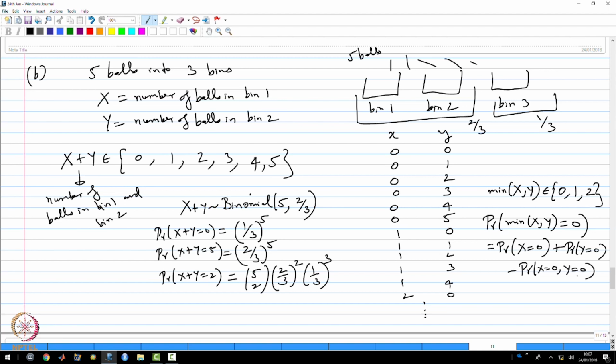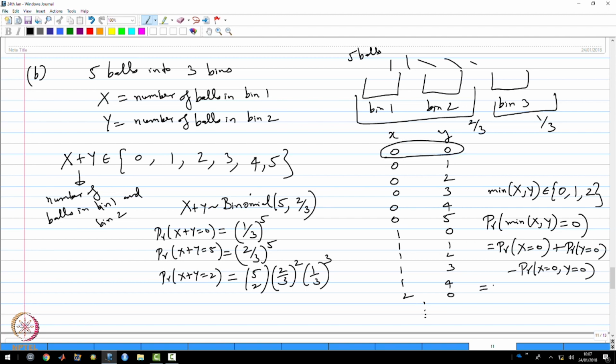Think about why this is true. If min of x, y is 0, either x has to be 0 or y has to be 0. If I simply add the probabilities, there is a case in which both x and y could be 0 together, so I have to subtract that out, and then I will get all the events. So this is basically the events 0,0; 0,1; 0,2; 0,3; 0,4; 0,5; and then 1,0; 2,0; 3,0, and so on. If I just compute x equals 0, I will get one answer. Y equals 0, I'll get one answer. But this event 0,0 would have been counted twice, so I have to subtract that.